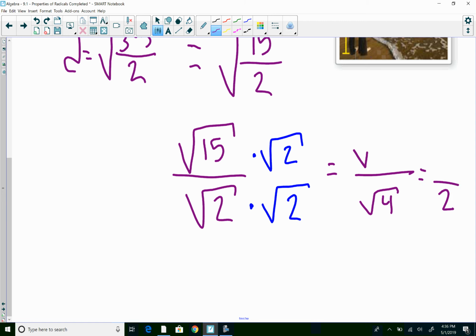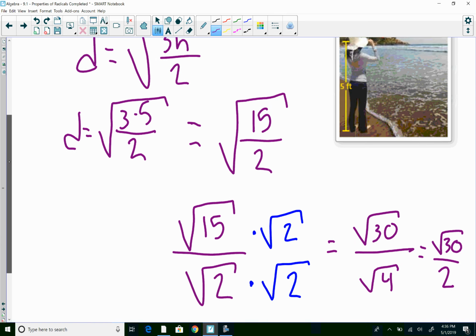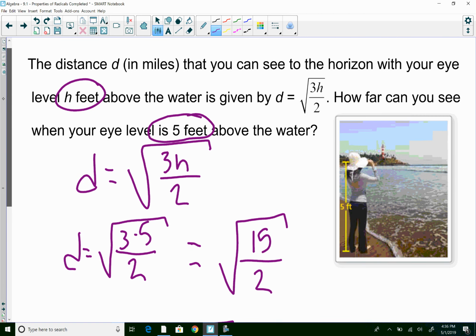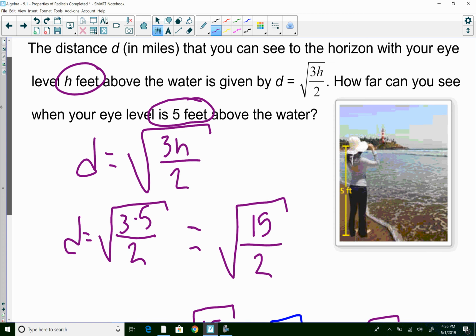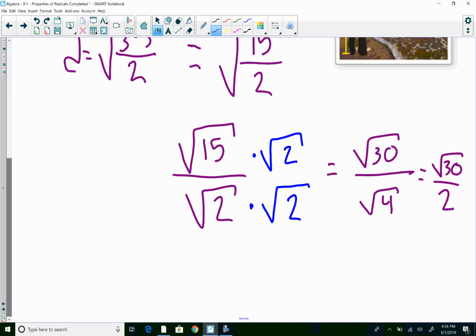Square root of 15 times the square root of 2, that'd be the square root of 30. And again, if we start thinking, okay, there aren't any perfect squares that we can take out of there. And whenever we're talking about a distance, it doesn't really make sense to leave it like that. Remember, we always talk about distance because they want us to figure out how far can you see. So yes, this is an instance where you would just take the square root of 30 and then divide it by 2.